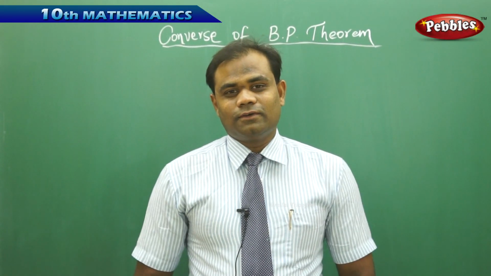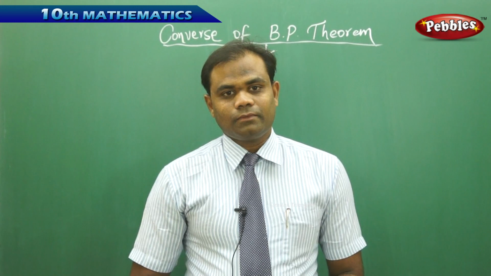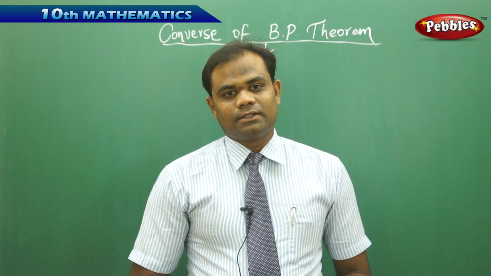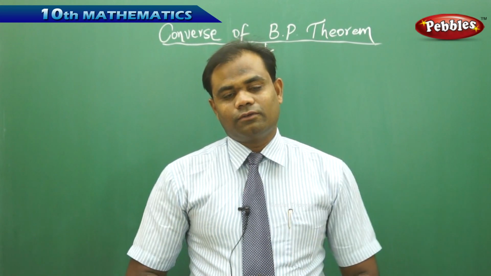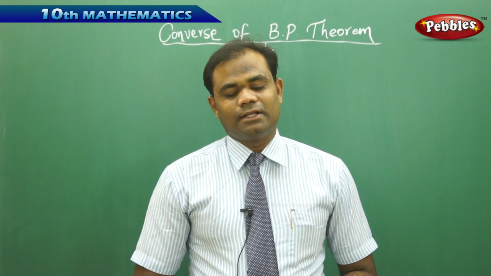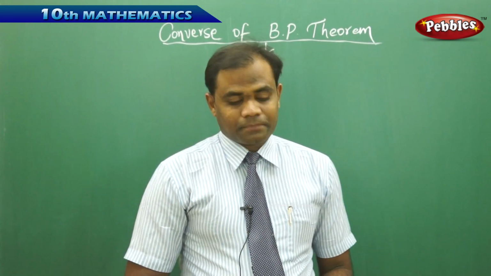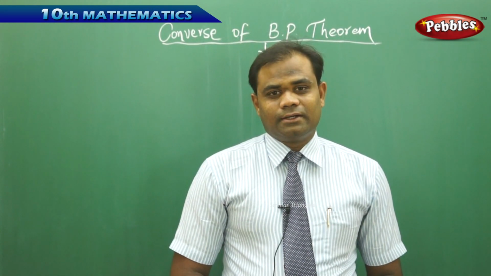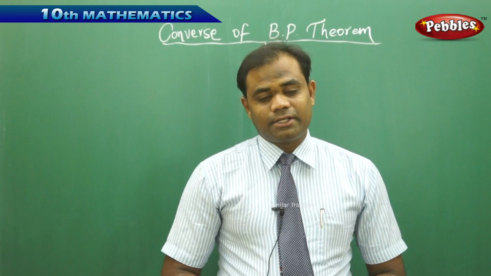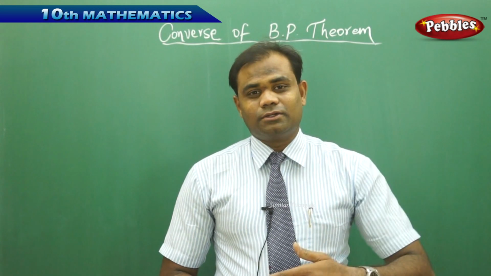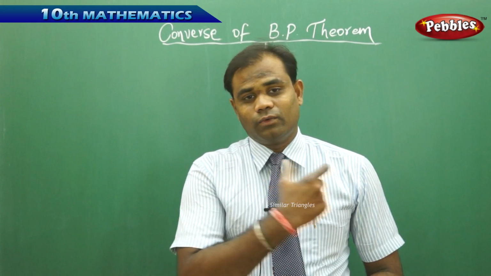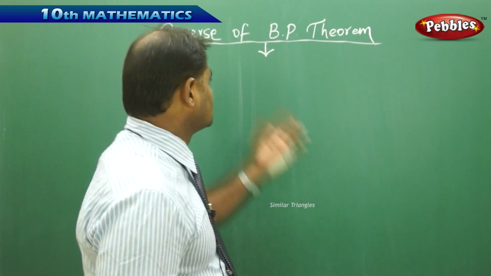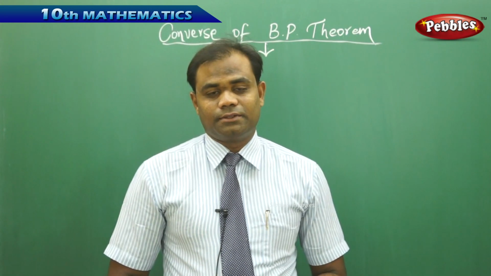Now let's see the converse of basic proportionality theorem. The basic proportionality theorem with its own statement has proved that if a line is drawn parallel to one side of a triangle, then that line divides the other two sides in the same ratio. But what if I take it in the reverse way? Say for example, if I take the line which divides the other two sides in the same ratio, will that line be parallel to the third side? This is how we understand the reverse process of basic proportionality theorem, called the converse of basic proportionality theorem.